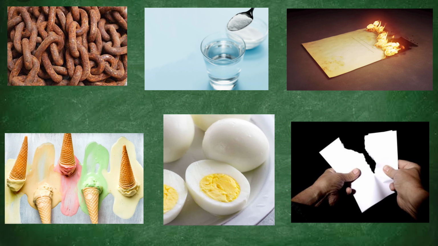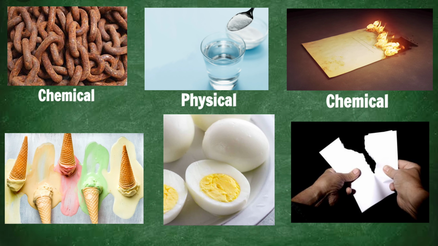Here are the answers for you. The rusting of iron is a chemical change as rusting cannot be taken back. Number 2, melting of sugar in water is a physical change as it can be gained back by crystallization. Number 3, burning of paper is a chemical change as the ashes cannot be turned into paper again. Number 4, melting of an ice cream is a physical change as if you freeze it again the ice cream comes back.